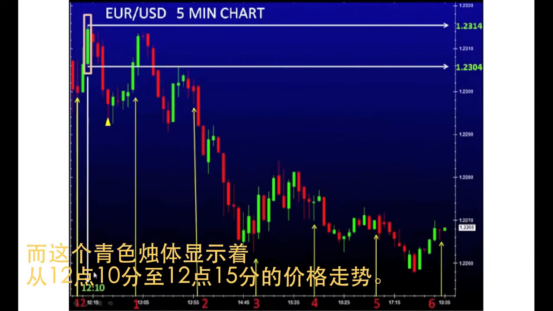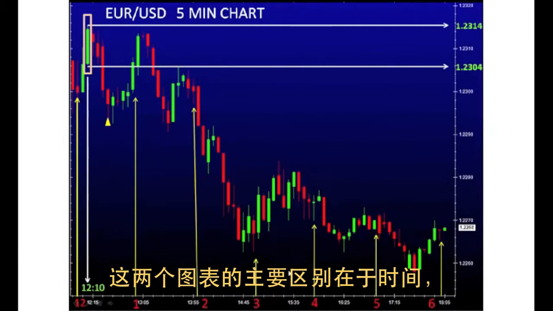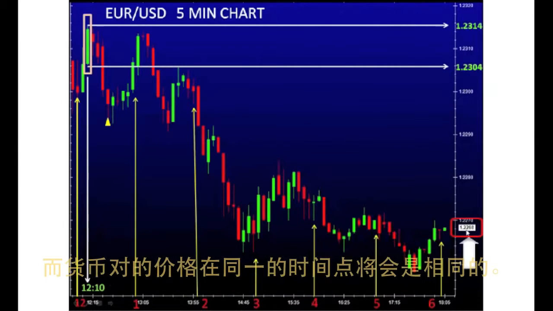Now we're going to be basing a lot of our information using a 5-minute chart. We're going to give you a few examples on the difference between a 5-minute chart and a 1-hour chart. As we mentioned before, the only difference, if you're looking at a 5-minute chart and a 1-hour chart, the price, depending on the time, is going to be exactly the same to the right.